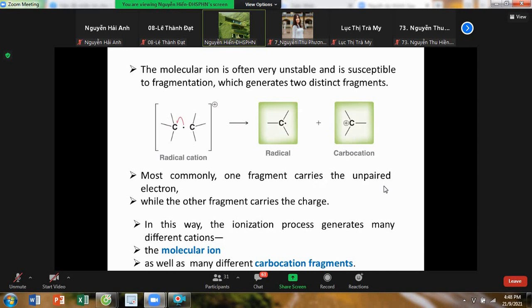So in this way, the ionization process generates different cations. Among those are molecular ions and carbocation fragments. And remember that the molecular ion is like this, and so it is also called simply some kind of cross positively charged, and the molecular ion is also positively charged.